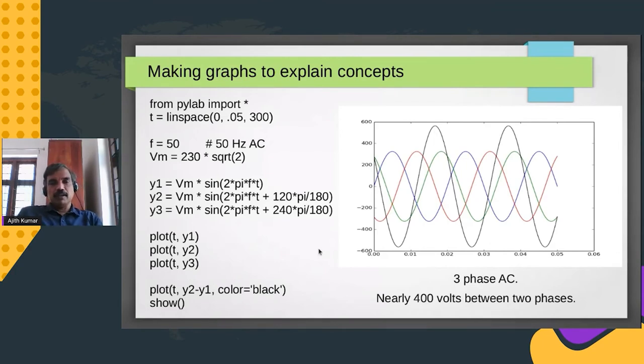And here the advantage is, now a student can explore, suppose a four-phase AC, how it will behave. If it is a two-phase, how it will behave. Why people went for three-phase instead of two-phase. All questions can be asked and explored. So Python acts as a tool there.